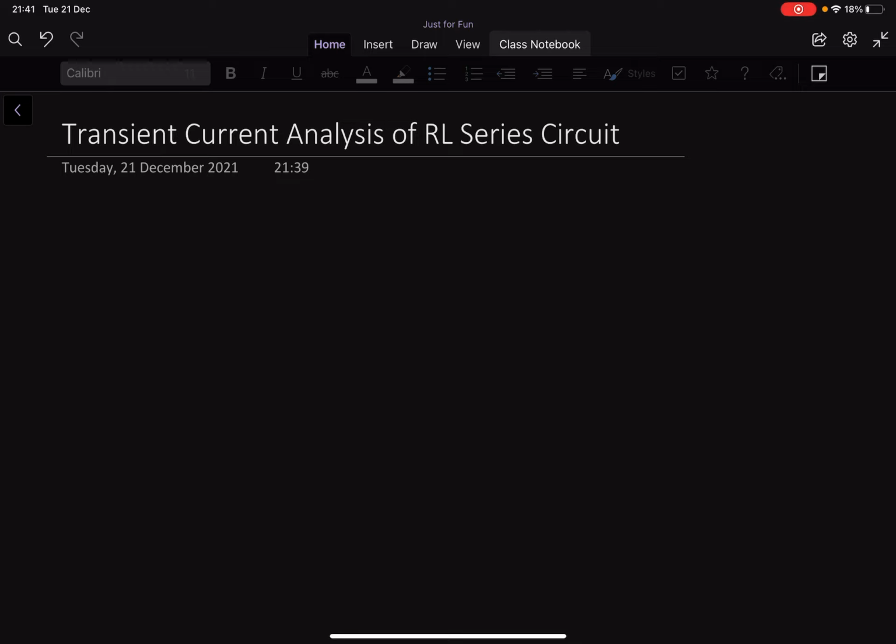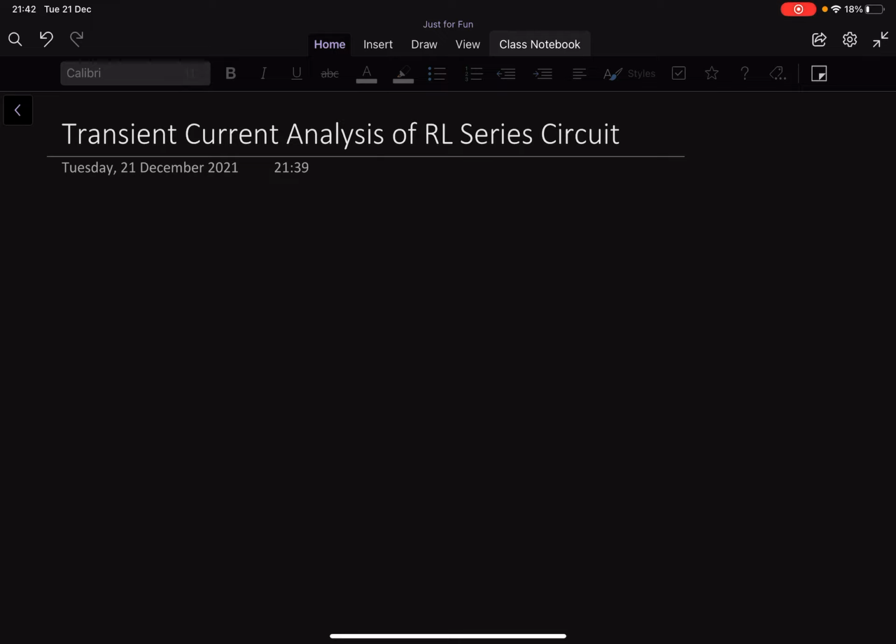Today we're going to look at the topic called Transient Current Analysis of RLC Series Circuit. We're going to find the expression for the current, and for that we're going to use a differential equation solution. So first, let's consider this circuit.